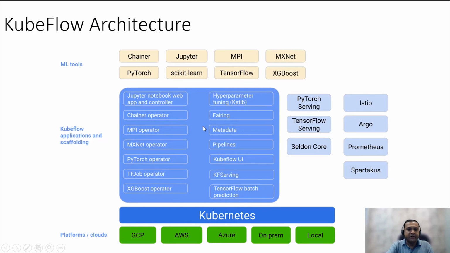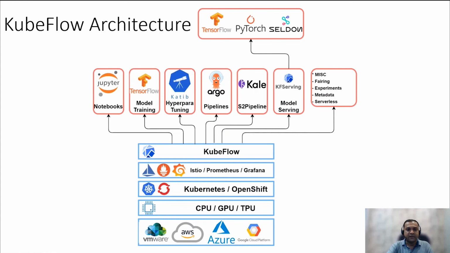Then above Kubernetes, you can see the components of Kubeflow, like Jupyter notebooks, several operators, KF serving, user interface, pipeline, fairing, hyperparameter tuning. So we'll be discussing the important ones. So this is a summarized architecture where I have mentioned the important components.